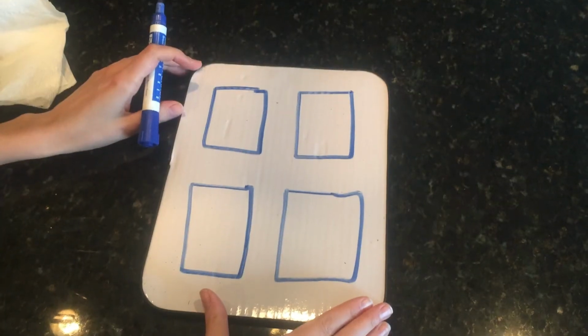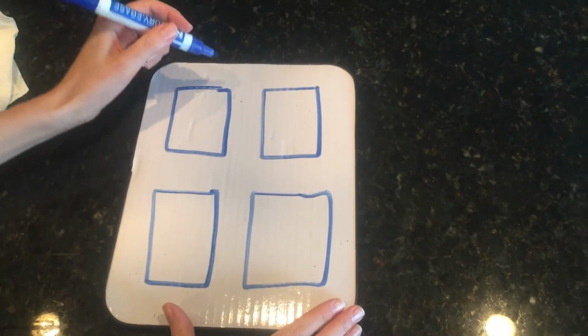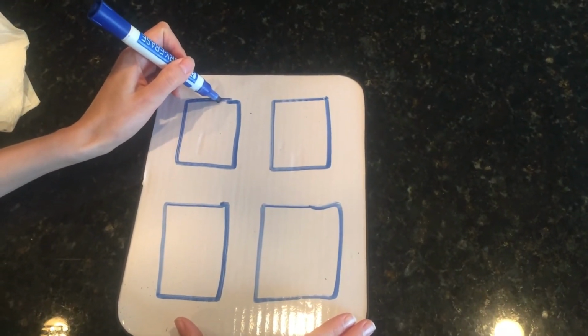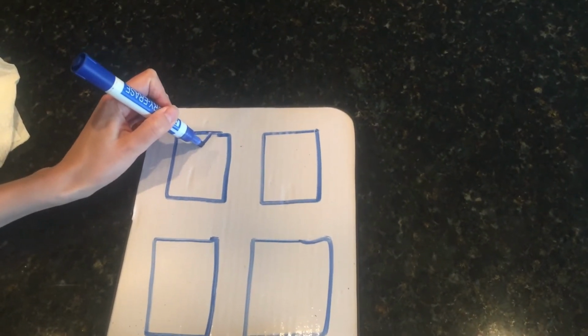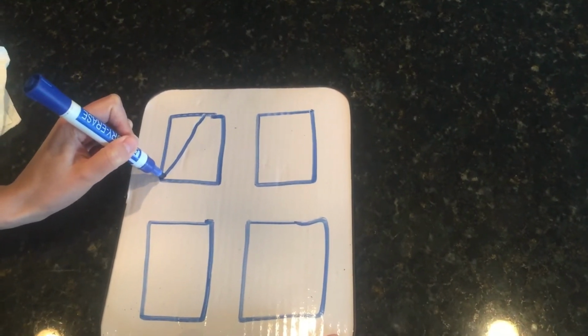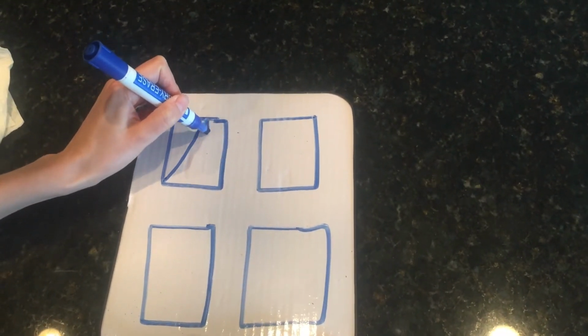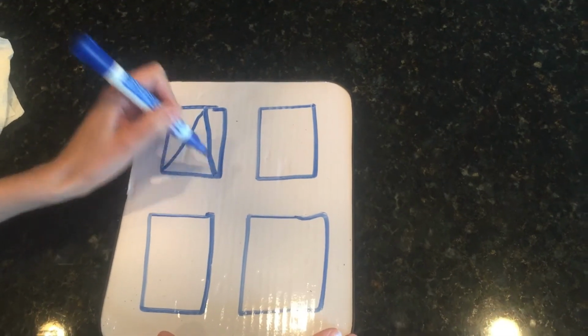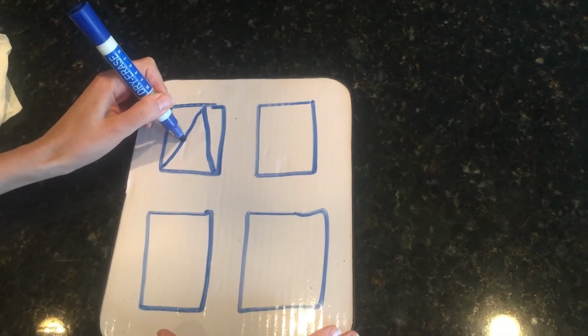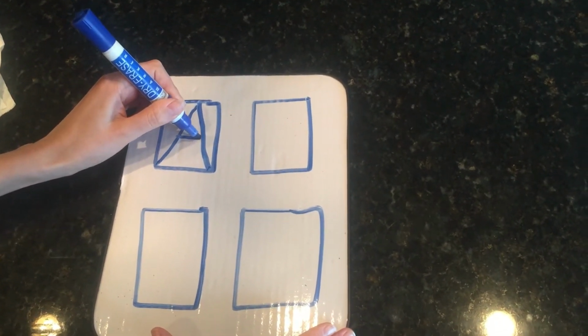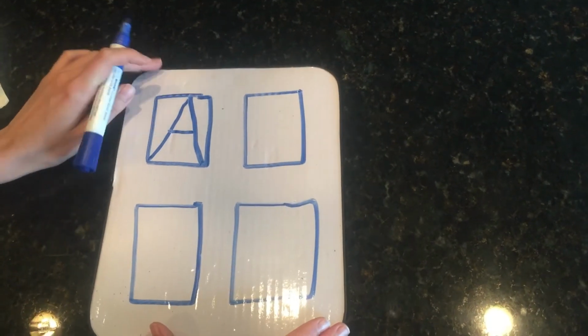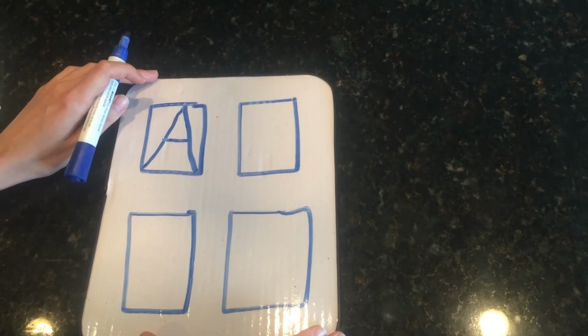All right, now we're going to practice writing them on our whiteboard or paper or whatever you have at home. Okay, so we're going to start off with our capital A. So we're going to start at the top, come down, come back up, do another diagonal line down, then come to the middle and we're going to do our lying down line. That is our capital A.